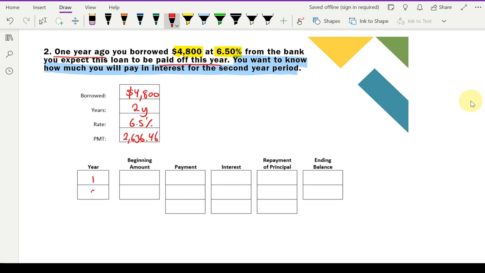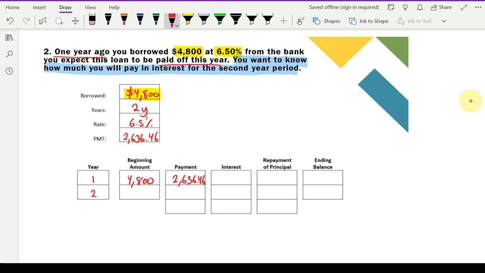We're going to have 2 years here, year 1, year 2. The beginning amount is what we borrowed, right? That's what our loan starts off with. Now the payment is the same for every year. That's part of the amortization process. The payment is $2,636.46. You'll see that the second year, it's exactly the same payment. It doesn't matter if you have 1 year, 2 year, 5 year, 10 year, the payment will always be exactly the same. Interest. Now remember what I said about interest.